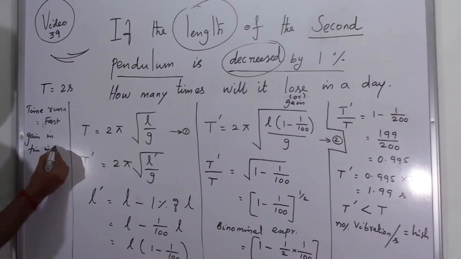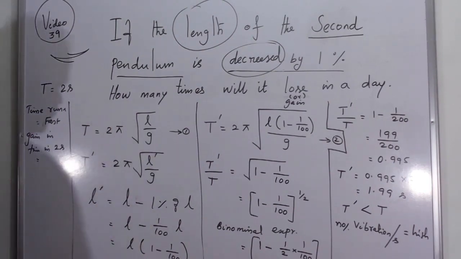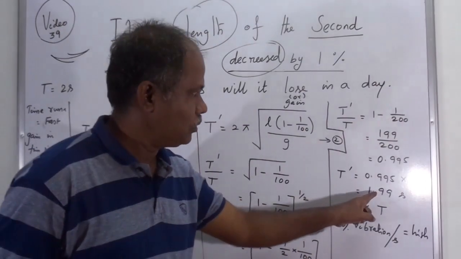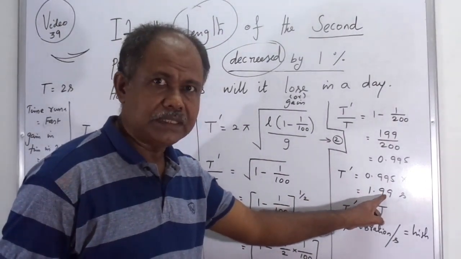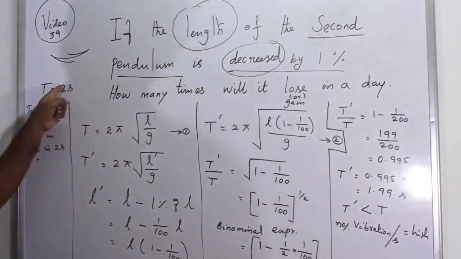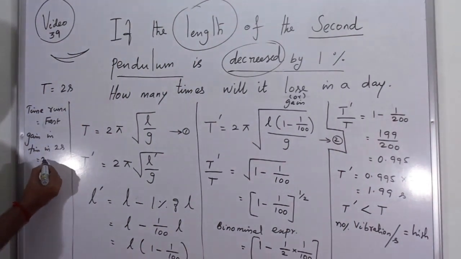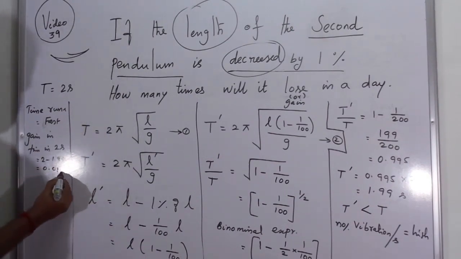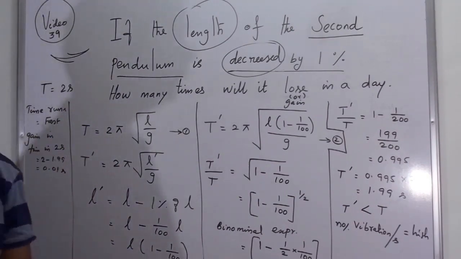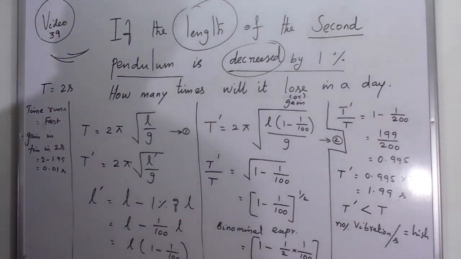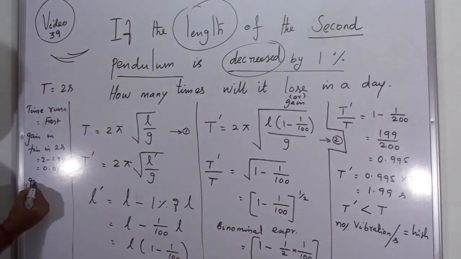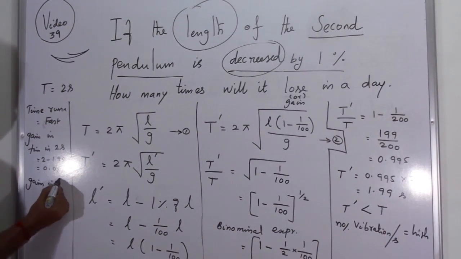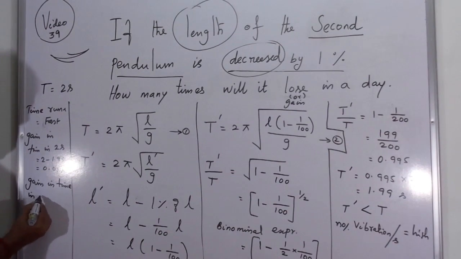The gain in time in 2 seconds is equal to what? The difference in value: 2 minus 1.99. That is 0.01 seconds. Okay. Then the gain in time in a day.